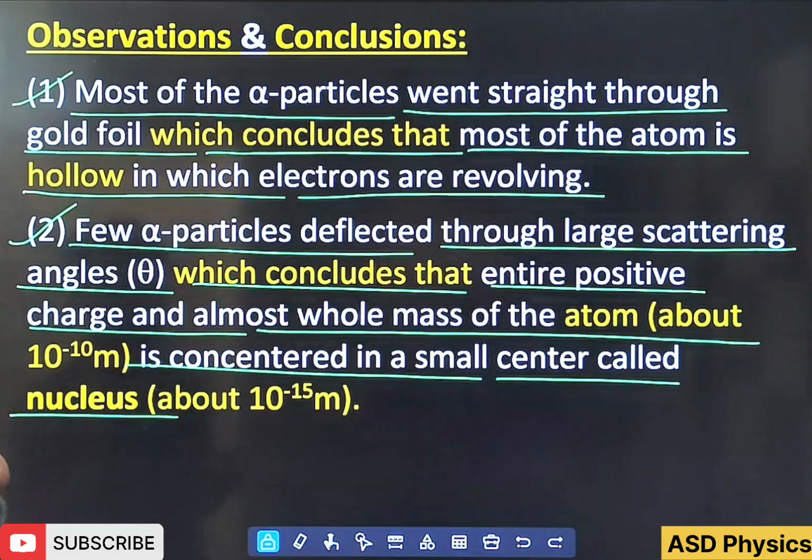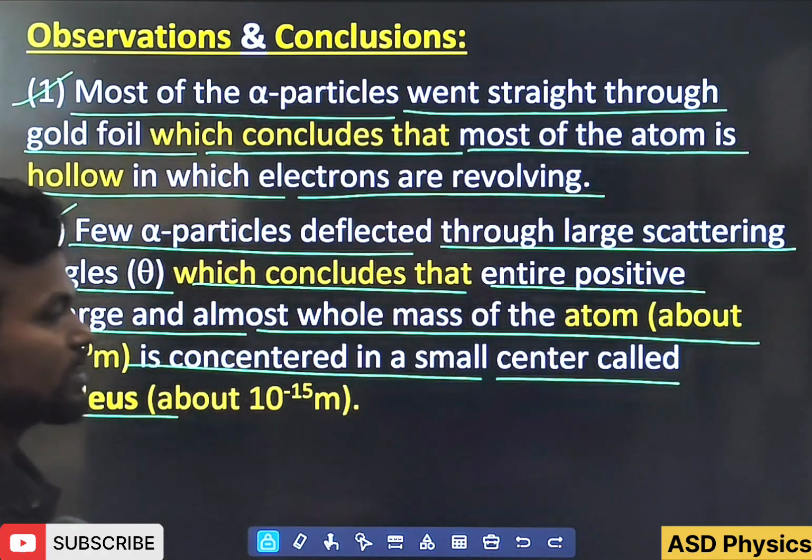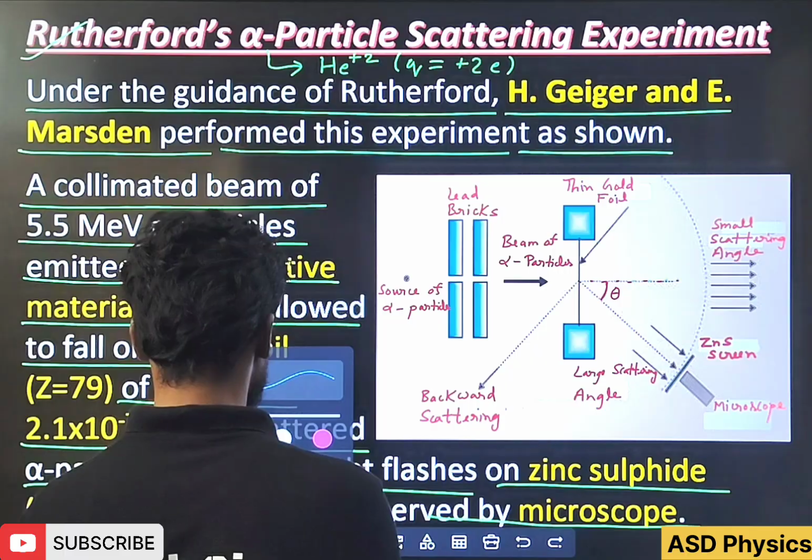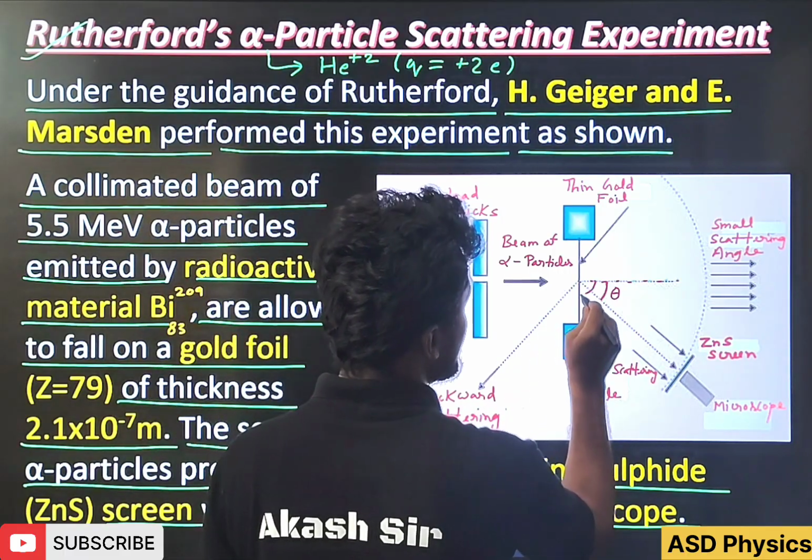About 10 to the power minus 10 meter. And what is the size of the nucleus? 10 to the power minus 15 meter. So when a small number of alpha particles bounce back here, see, all this bounces back. So in that situation, this angle was much more, you can see here.